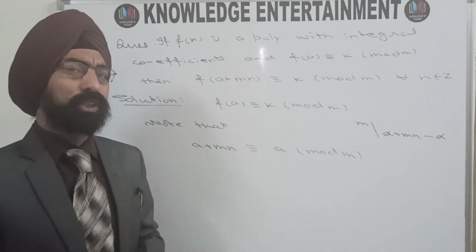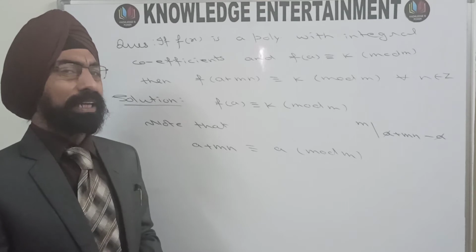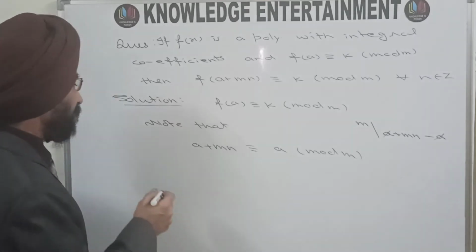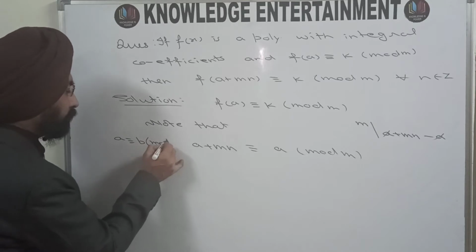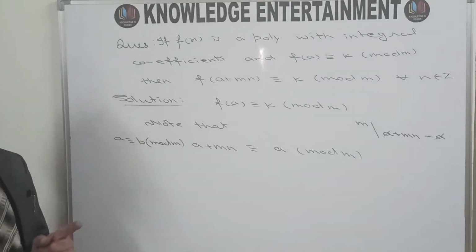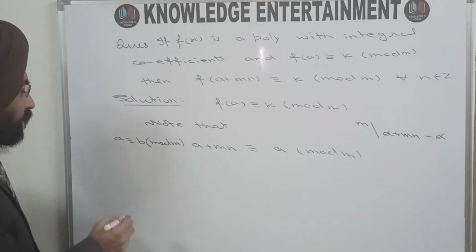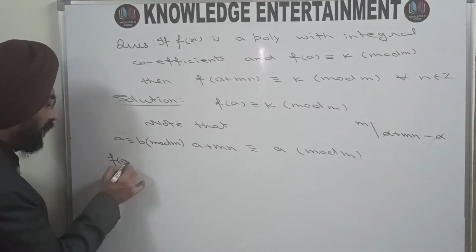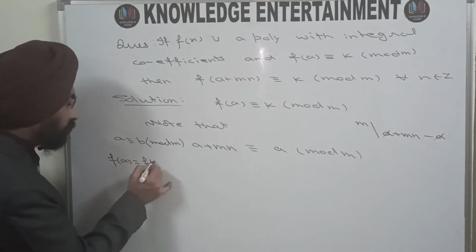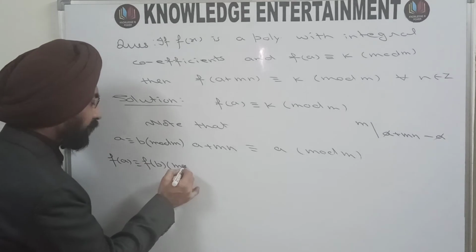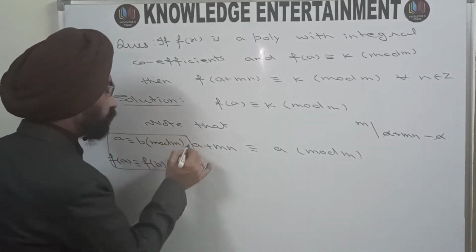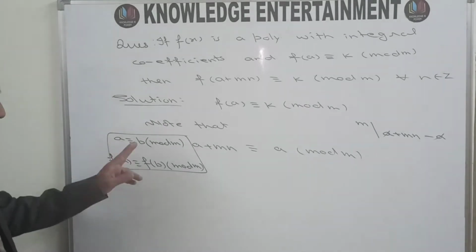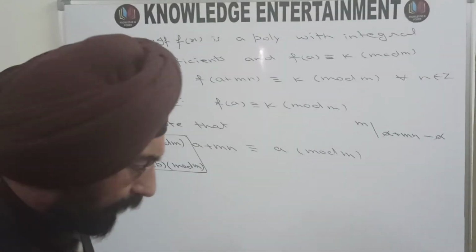In the previous video, we worked on one result, that is if a is congruent to b modulo m and f is a polynomial with integral coefficients, then f of a is congruent to f of b modulo m. This result we have proved in the previous video, and this result I am going to use here now.